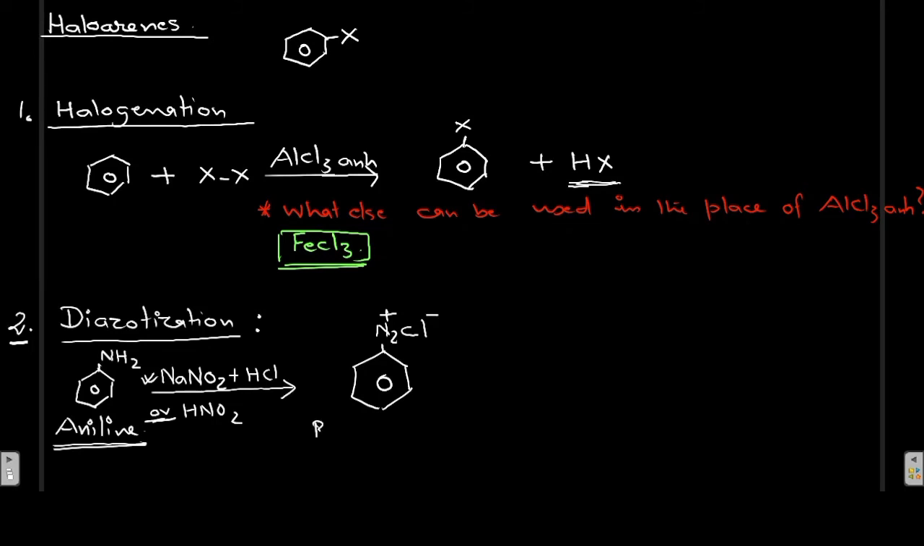So this is called benzene diazonium chloride. Benzene diazonium chloride. And from this compound you can make a lot of compounds. So now this is the diazonium salt. Always write it in this way, N2Cl. At N you put a plus sign and on Cl a minus sign.